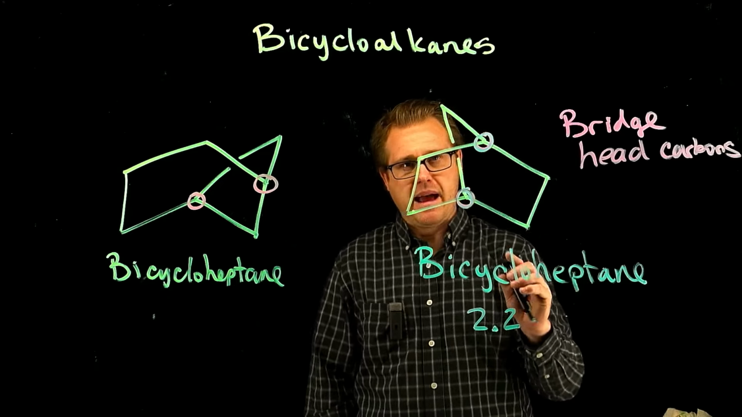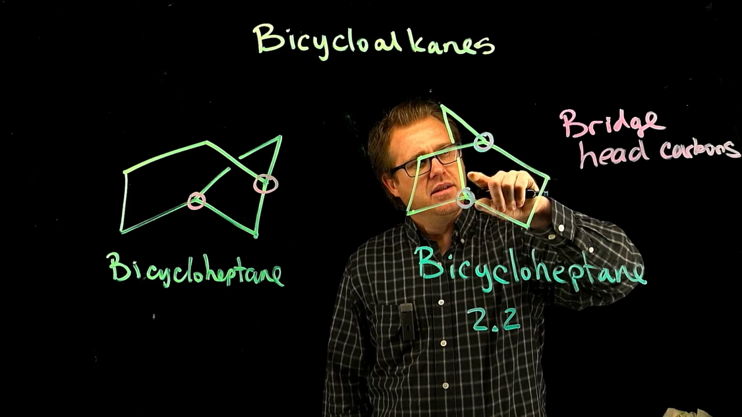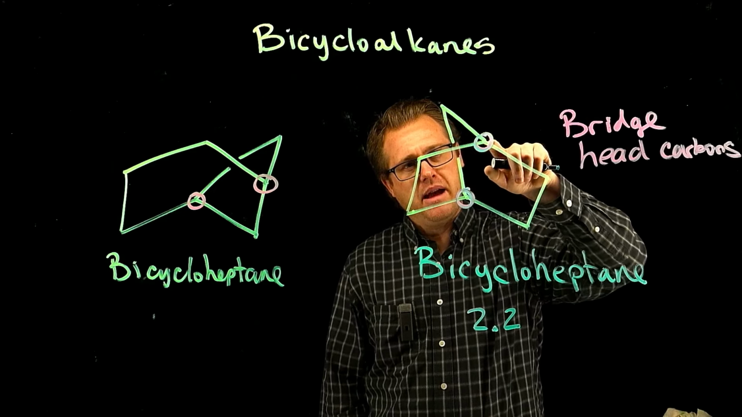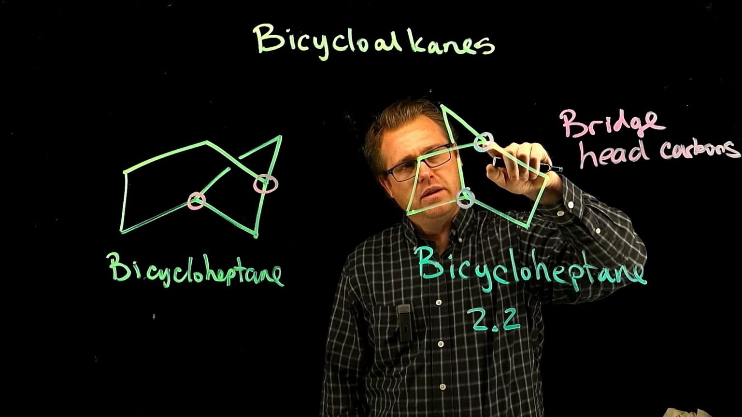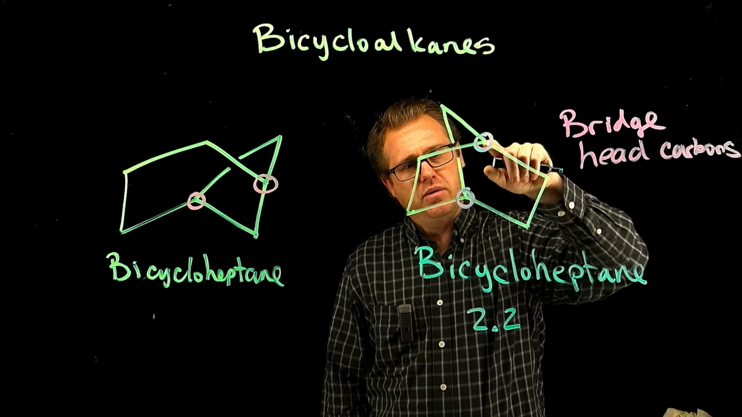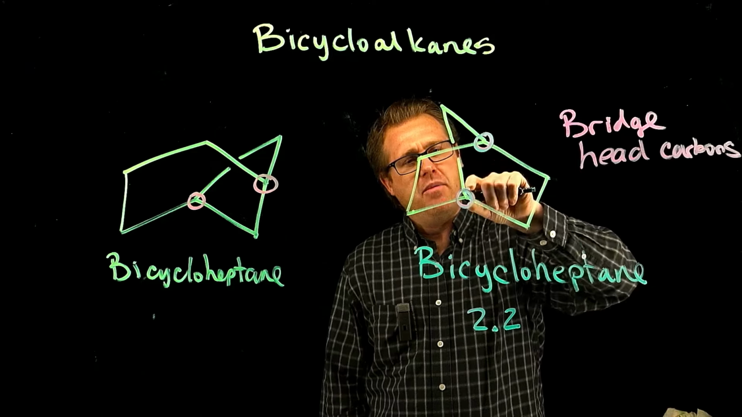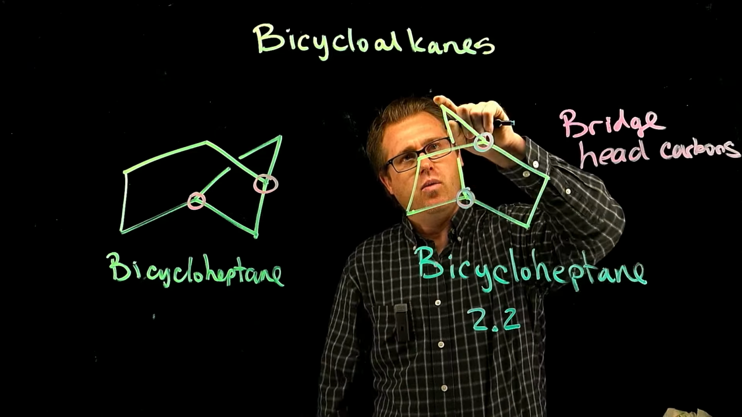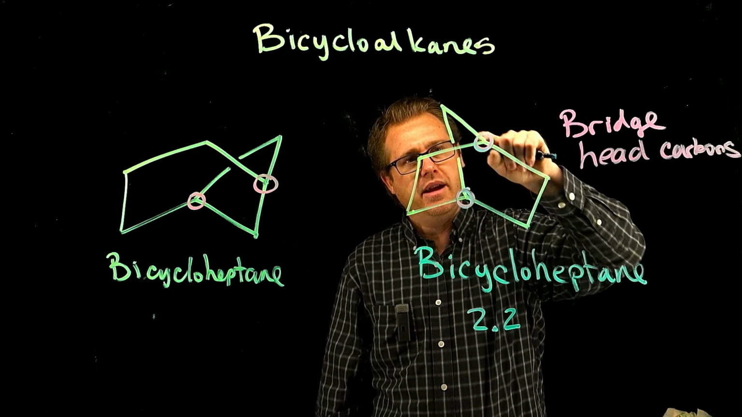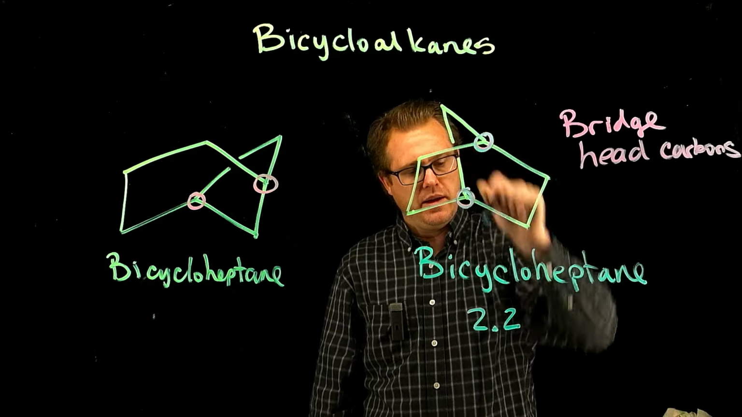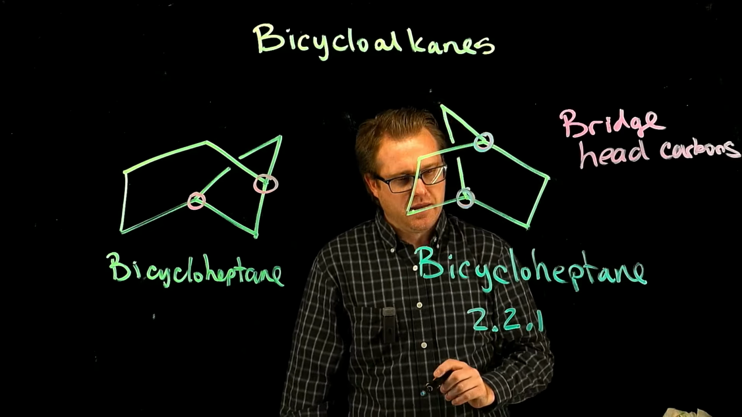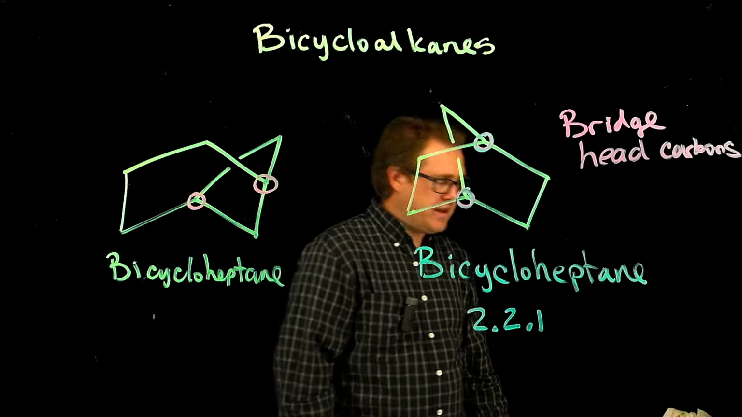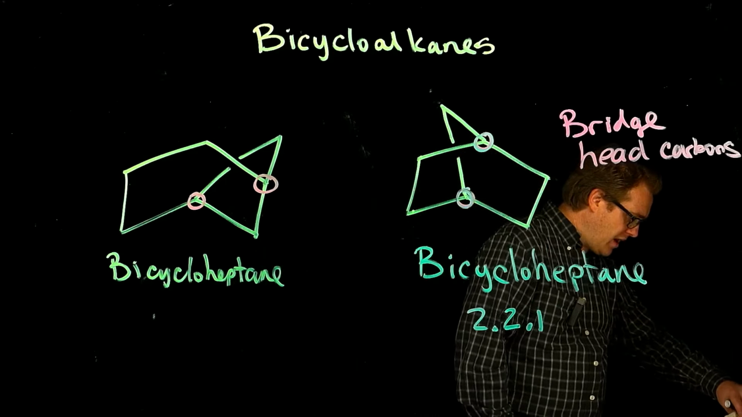Now I find another path between the bridge carbons, from this path to that path. And I see 1, 2. How many carbon atoms are in between those 2 bridge carbons? 1. So this path right here. So 1, and then I put a little line like that. And so these numbers right here are going to tell us the name of the compound.